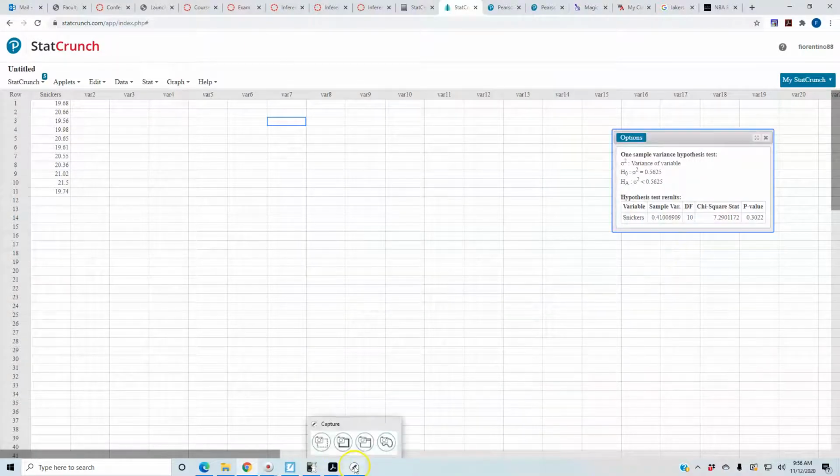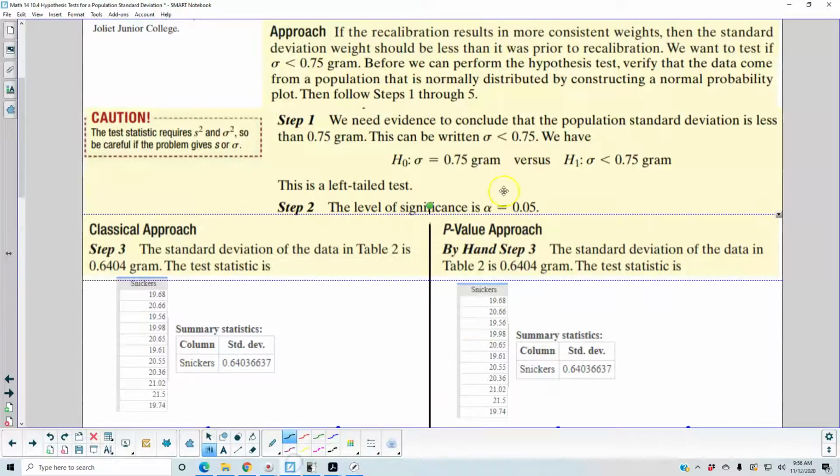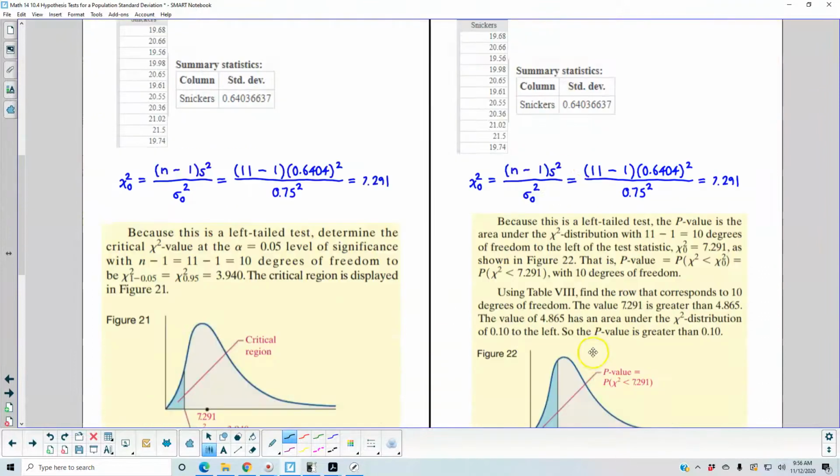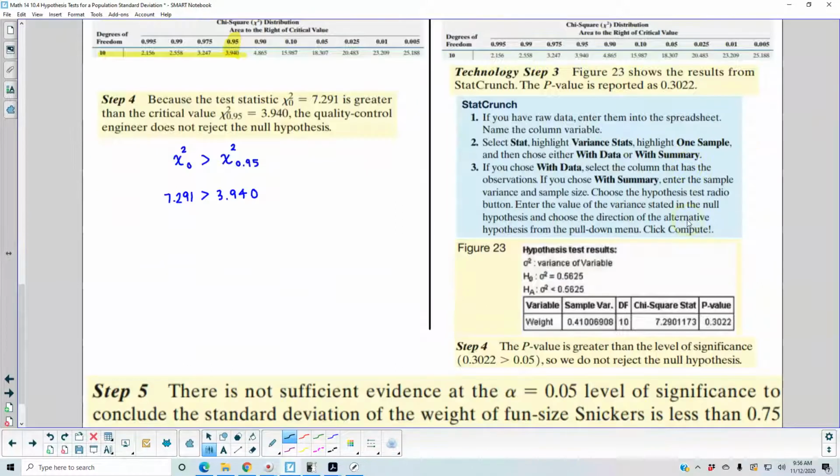And then you can see that this is the data that we get. We get a sample variance of 0.4100, degrees of freedom of 10, our chi-square, which is 7.29, and then we have the p-value, which is 0.3022, and that's what we wanted. Again, keep in mind that when we're putting this information into StatCrunch, we have to put it in as a variance, which means we have to square what our standard deviation was. If you look down here, there is our p-value, which is 0.3022.